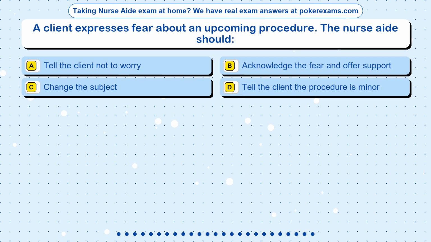Question 23. A client expresses fear about an upcoming procedure. The nurse aide should: Option A, tell the client not to worry. Option B, acknowledge the fear and offer support. Option C, change the subject. Option D, tell the client the procedure is minor.